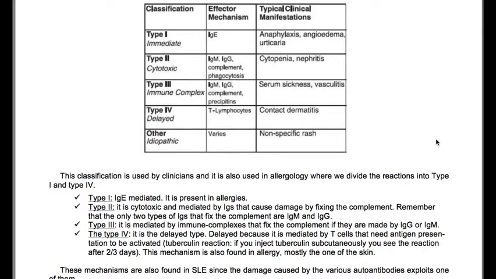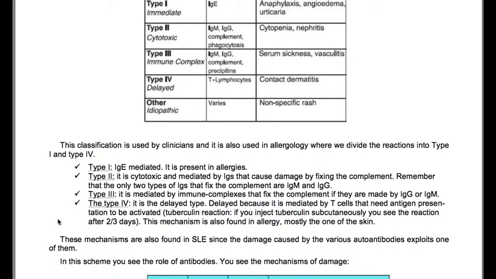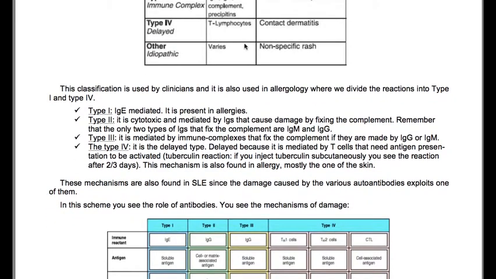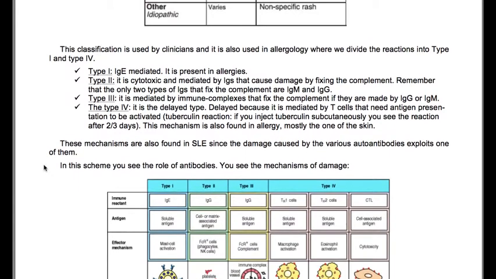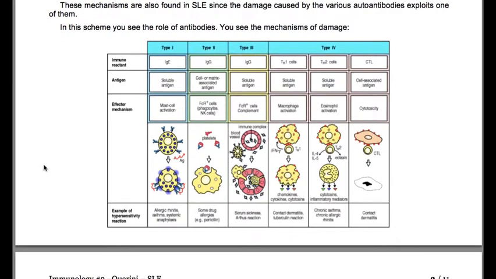So, the delayed one is delayed because it is mediated by T cells that need antigen presentation to be activated, like also in the tuberculin reaction. If you inject tuberculin subcutaneously, you see the reaction after 2-3 days. And this mechanism is also found in allergy, mostly the one of the skin. These mechanisms are also found in SLE, since the damage caused by the autoantibodies exploits one of them.